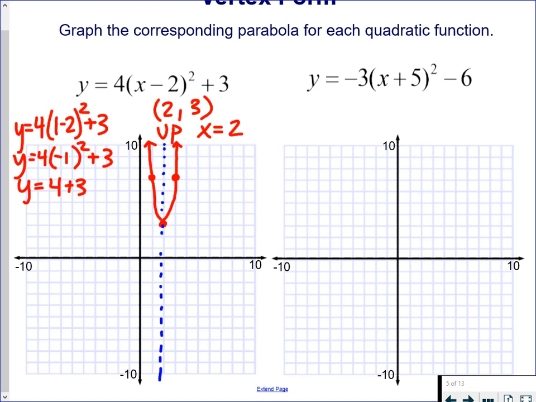Let's talk about domain and range for a second. Domain, we talked about, is our x values. Range are our y values. What x values is this parabola using? Remember, it keeps going. What x values is this parabola using?